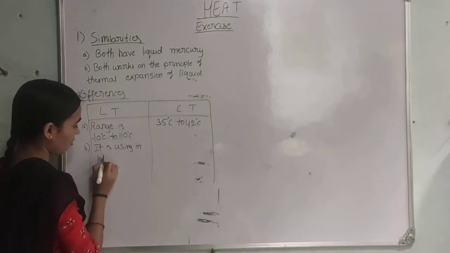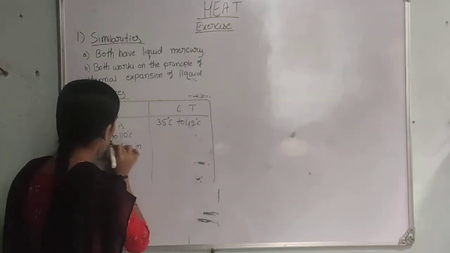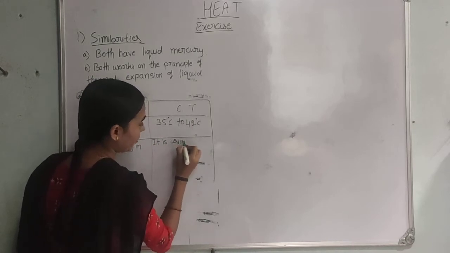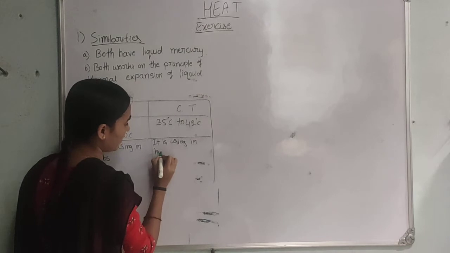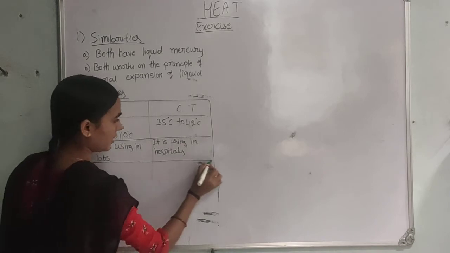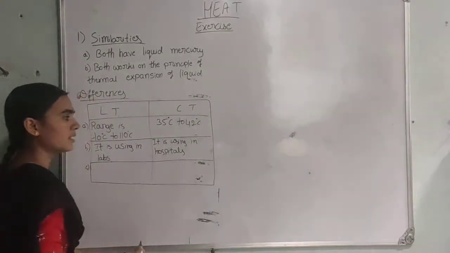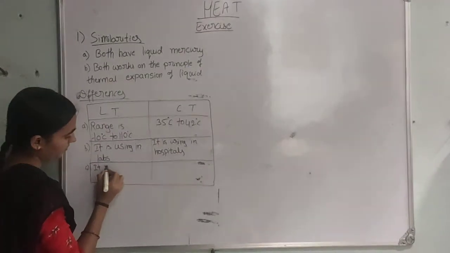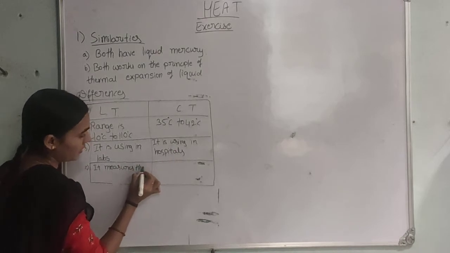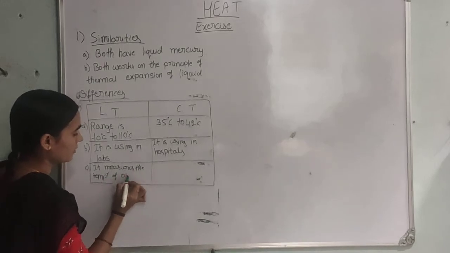Then the laboratory thermometer is used in labs or laboratories. Where is the clinical thermometer used? It is used in hospitals or clinics. So this is the second difference. And a third difference. What is that third difference? The laboratory thermometer measures the temperature of objects.